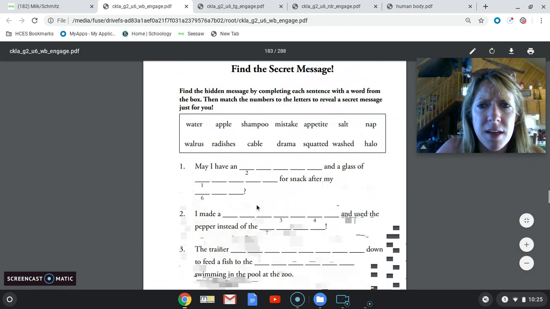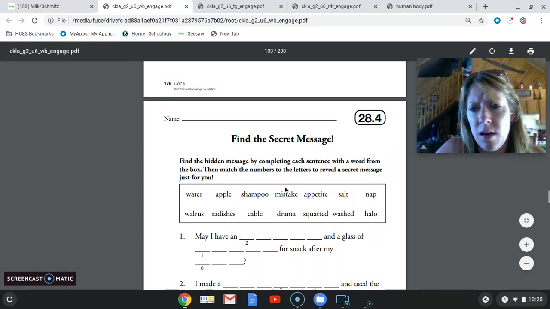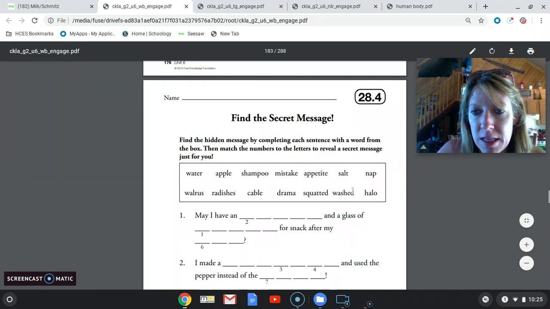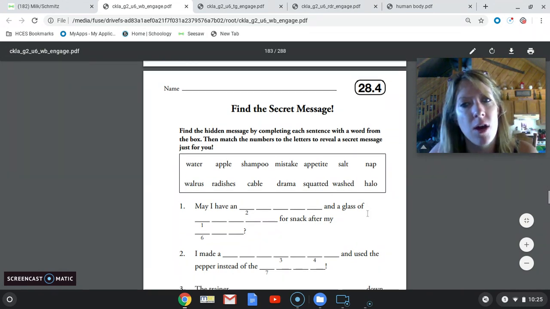And then for fun, the secret message one. Love these. They're just fun. Water, apple, shampoo, mistake, appetite, salt, nap, walrus, radishes, cable, drama, squatted, washed, and halo.